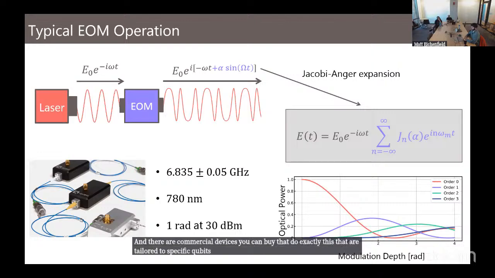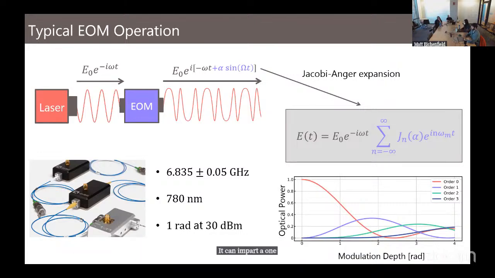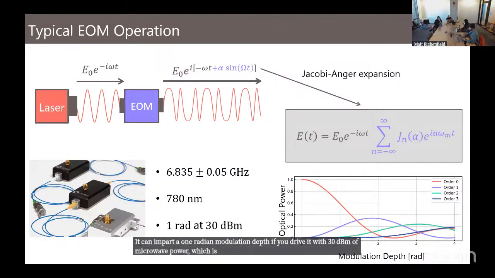An example here I'm showing is for rubidium 87, where the transition is at 6.835 gigahertz. And then the light should be at 780 nanometers. And this device can impart a 1 radian modulation depth. So this 1 radian is what alpha is. It can do that if you drive it with 30 dBm of microwave power, which is 1 watt of power. And just for reference, that just means that you would convert around 20% of the light to the first sideband, which is what you're trying to do.